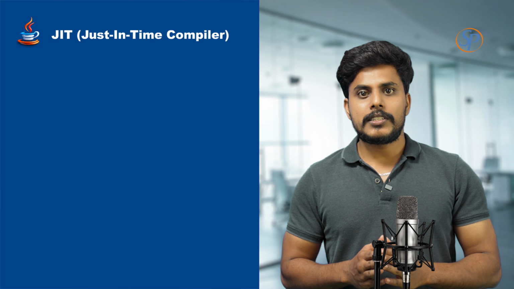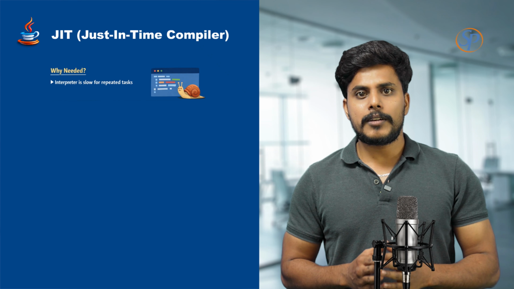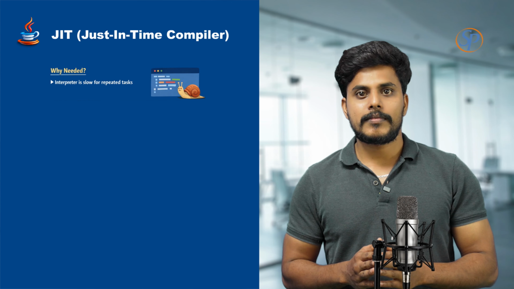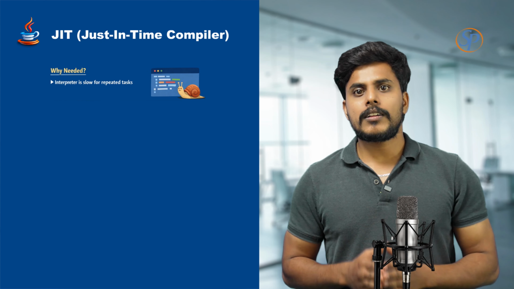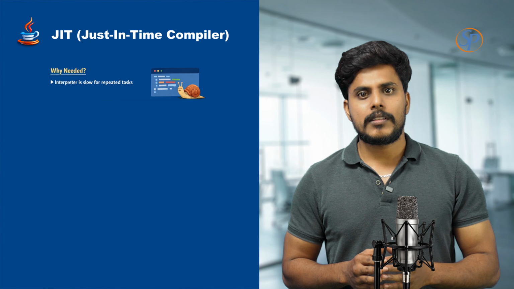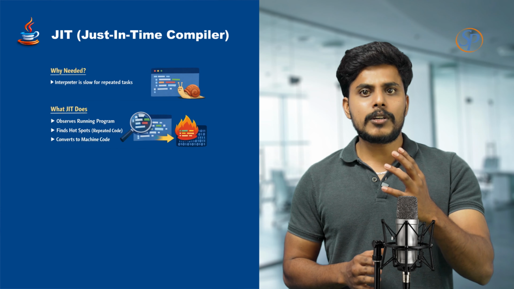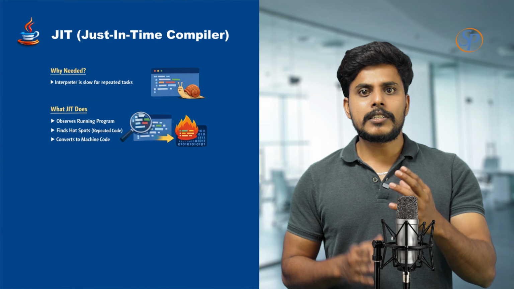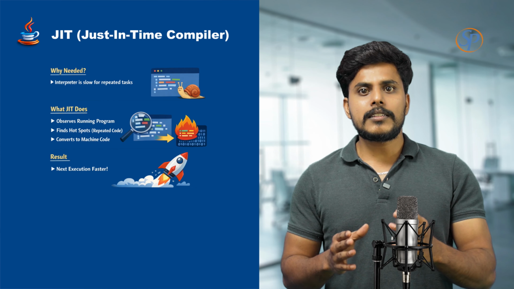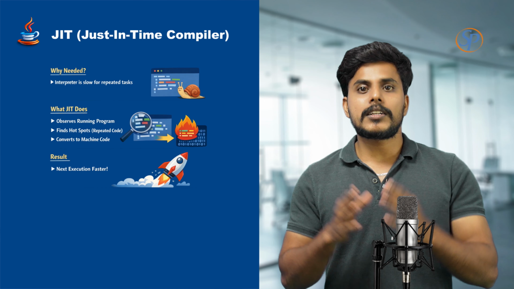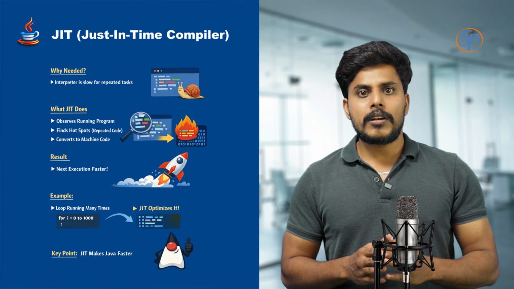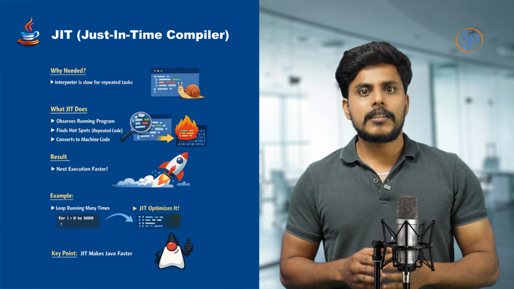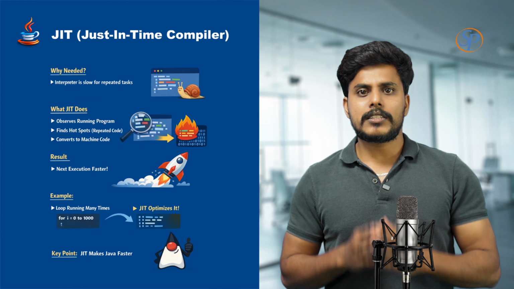Just-in-time compiler, JIT. It is inside the JVM. It improves performance. Why is it needed? The interpreter is slow for repeated tasks. What does JIT do? It observes the running program and finds the repeated code, then converts it into machine code. As a result, the next execution becomes faster. Example: a loop running many times. JIT optimizes it. JIT makes Java faster.